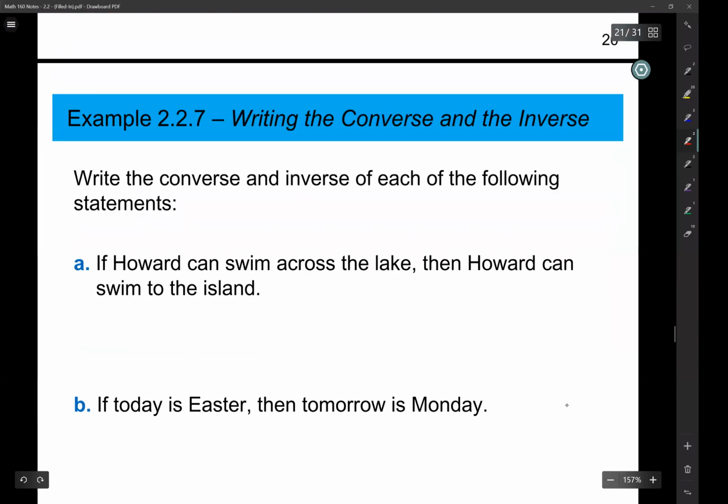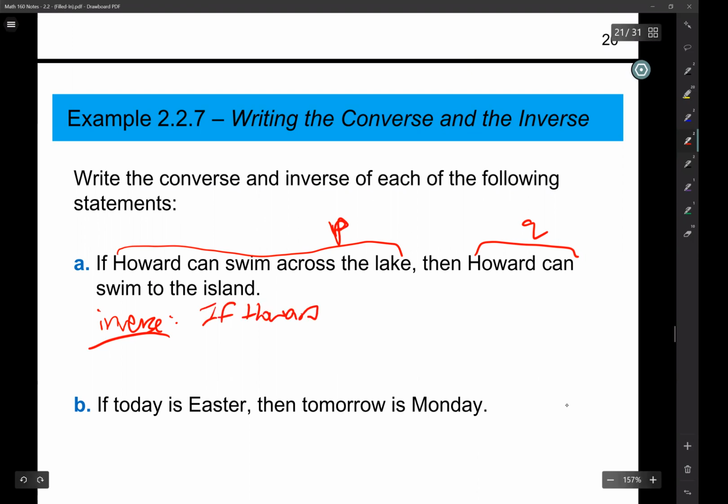Okay, let's get practice real quick. So the same guy, Howard, P, Q, the inverse would be, so all you do, you don't flip anything, you just negate it. So if Howard can't swim across the lake, then Howard can't swim to the island.